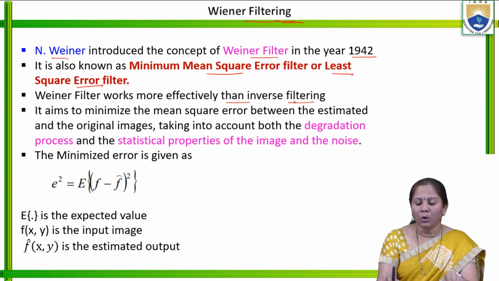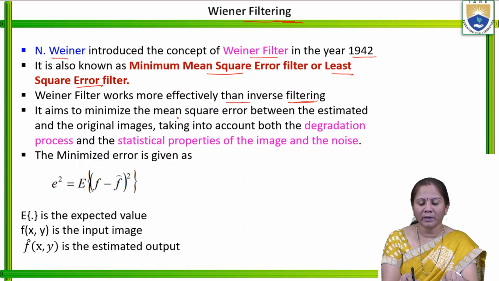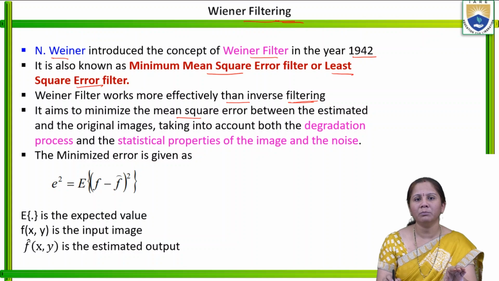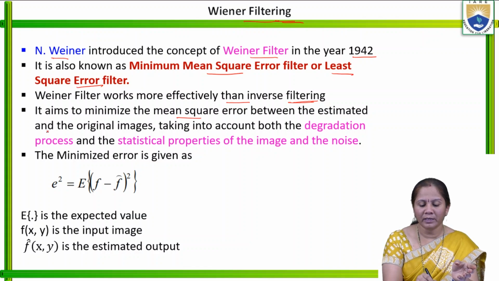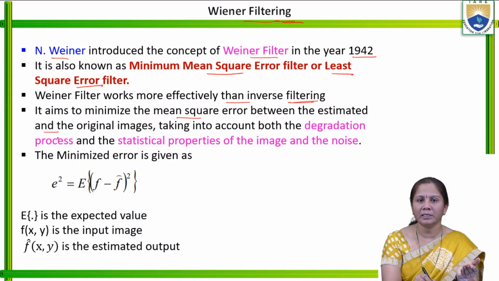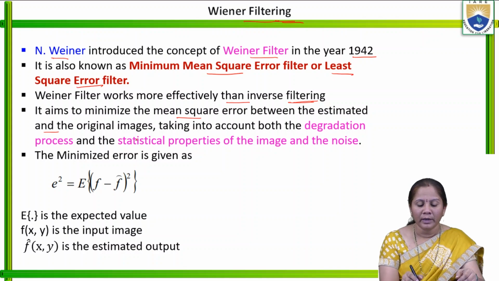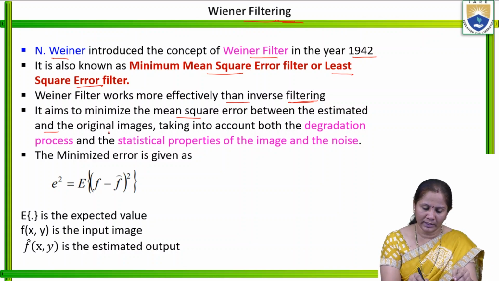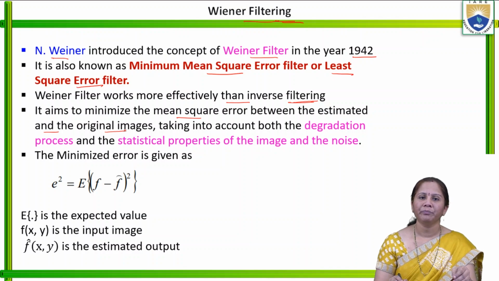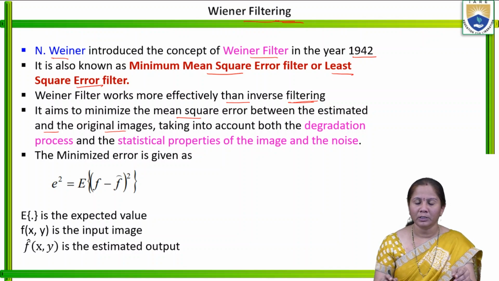How does it work effectively? It aims to minimize the mean square error. It is going to reduce the error between two important quantities. What are the two? One is the estimated image, represented here as f cap of u comma v, and the other is the original image, represented as f of u comma v. So it reduces the error between the two terms.